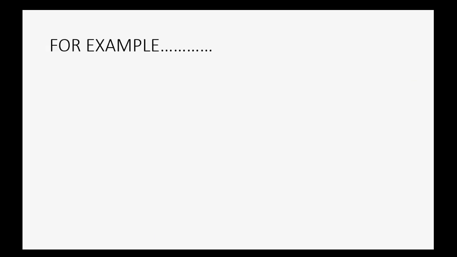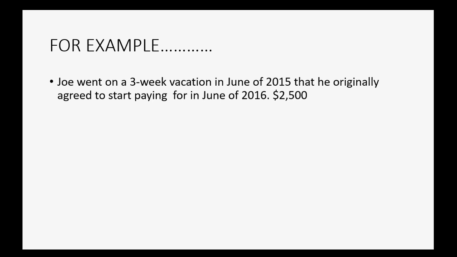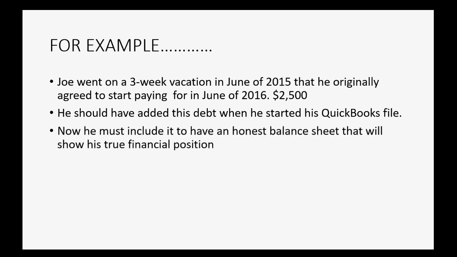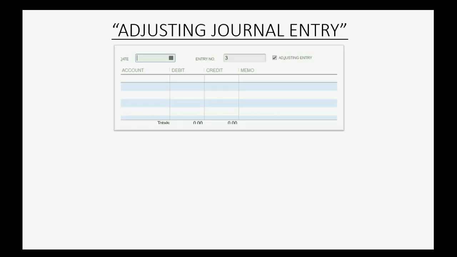It's that simple. For example, let's imagine Joe went on a 3-week vacation back in 2015 that he originally agreed to start paying for in June of 2016. And the amount of the debt is $2,500, and he never included that in his original QuickBooks records. He should have added this debt when he started the QuickBooks file, but we can add it now anyway. So now he must include it to have an honest balance sheet that will show his true financial position. So what will we do?